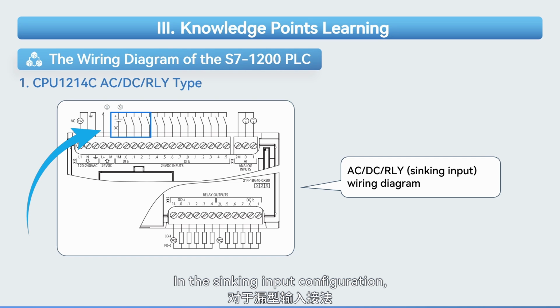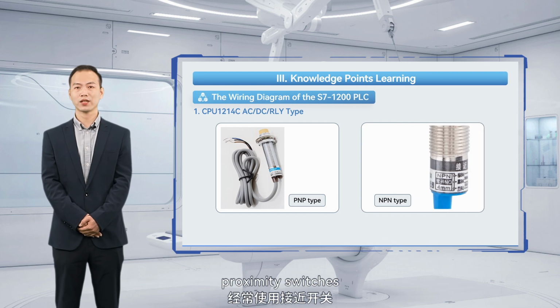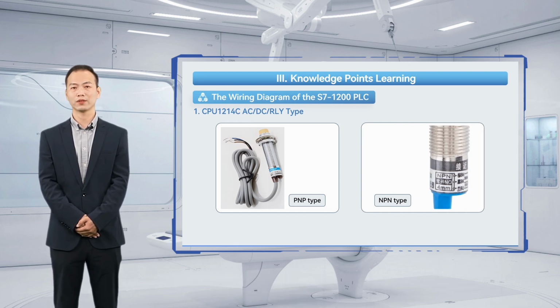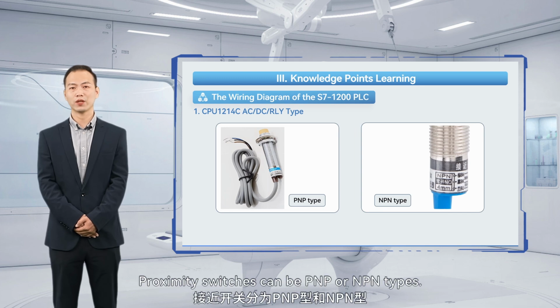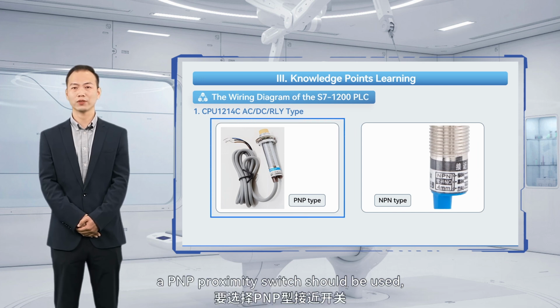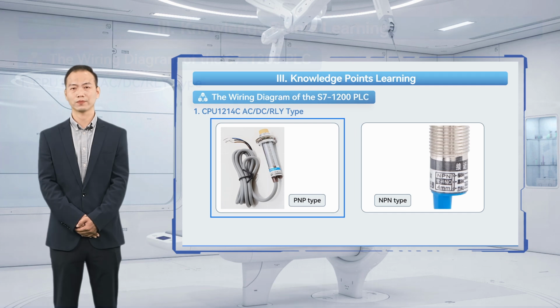In the sinking input configuration, the signal voltage at the PLC input points is a high level of 24 volts. In practical applications, proximity switches are often used as PLC input signals. Proximity switches can be PNP or NPN types. In the common cathode wiring method, a PNP proximity switch should be used, as shown in the diagram.